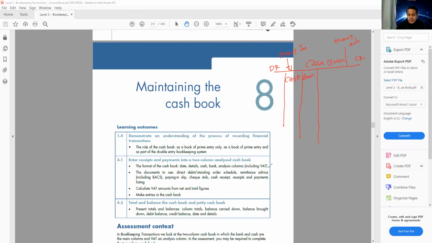So if we receive any money in the form of cash, we record it on the cash column. If we receive any money in the form of bank, we record it on the bank column. On the other hand, on the credit side, we have the same thing: the cash column and the bank column. If we pay money in the form of cash, we record it on the cash column. If we pay through check or bank transfer, we record it on the bank column.